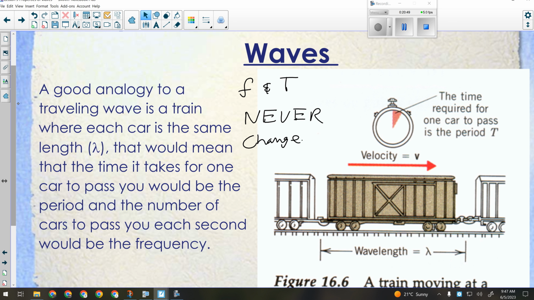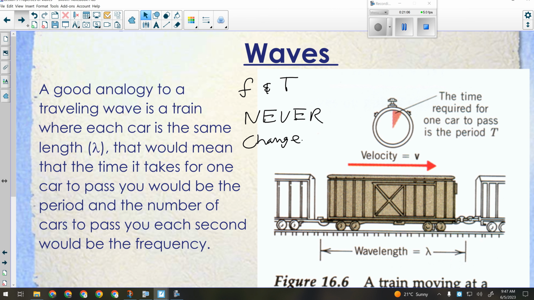Okay, same happens if it speeds up. If a wave speeds up, it'll get longer. So now they're traveling faster, but they're longer, and the same number of waves will still pass you every second. The frequency of a wave can never change once it is produced. Okay, so it works kind of like this.